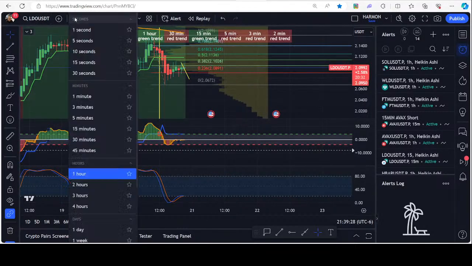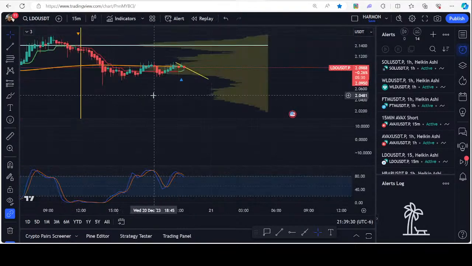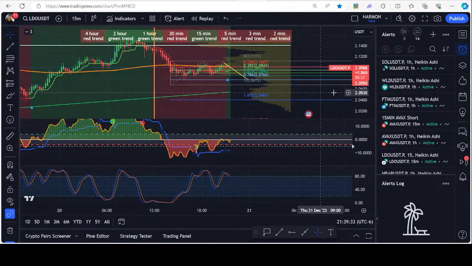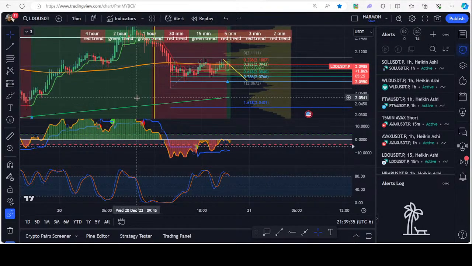Let's take a look here. I think LDO, we were missing our 15-minute. Yeah, there we go. So we just need our trade to go in.